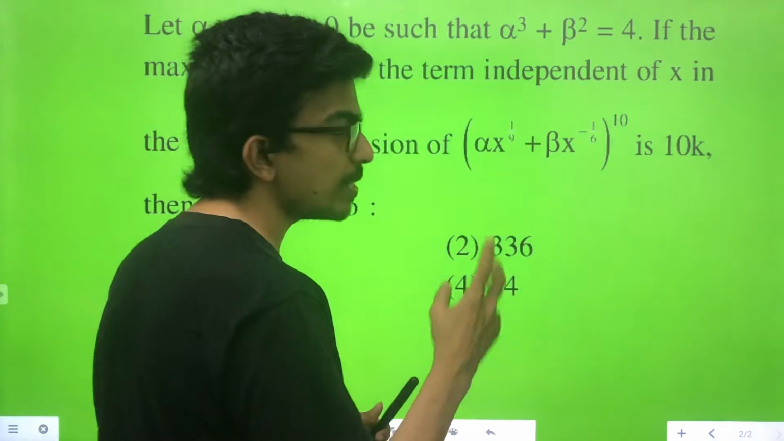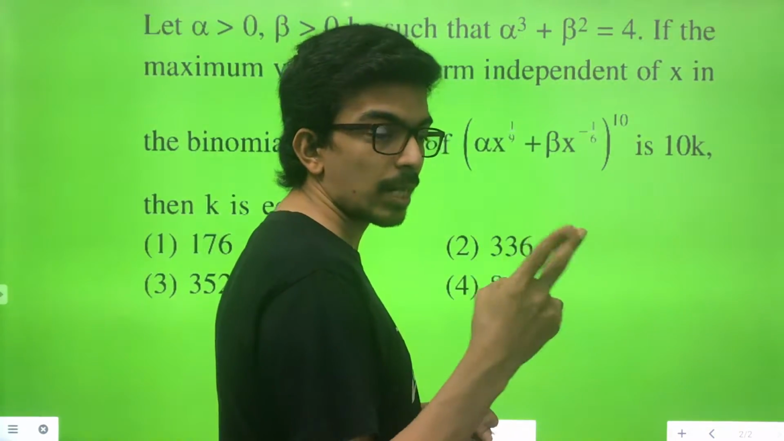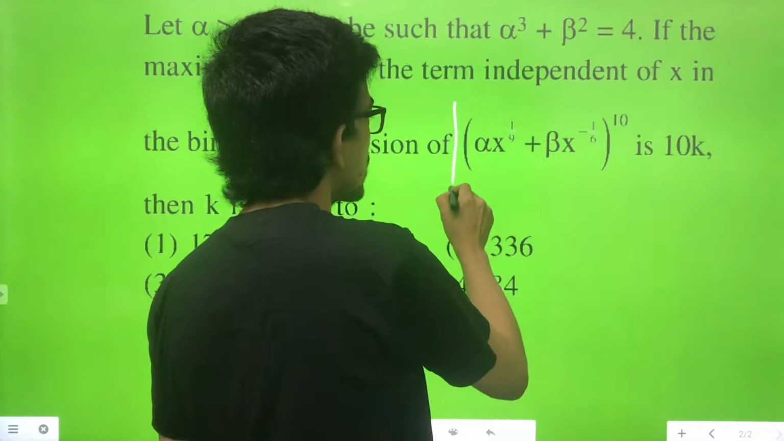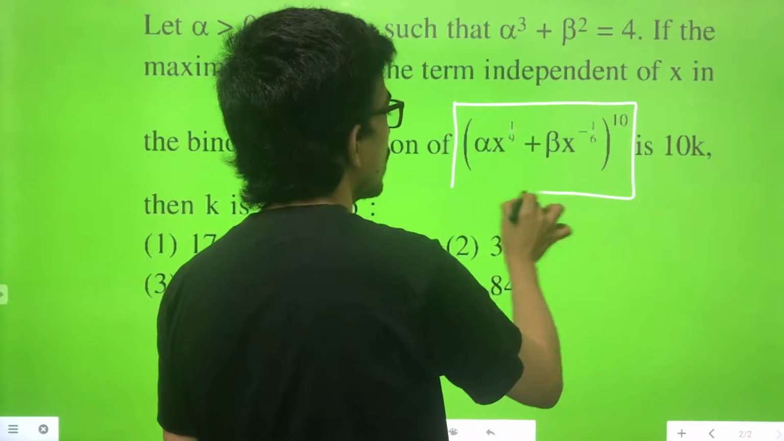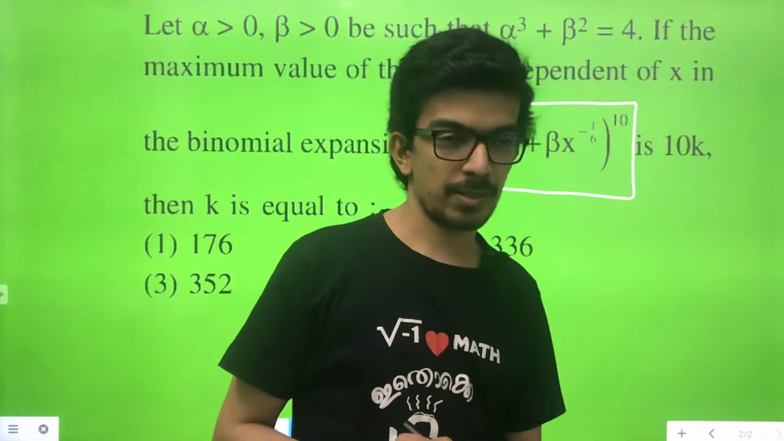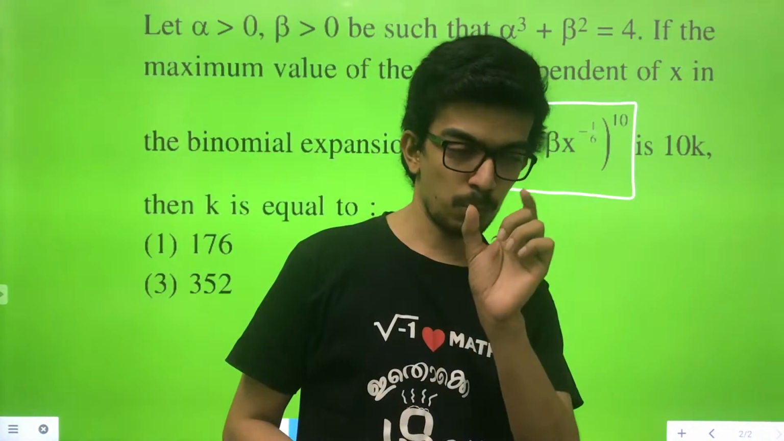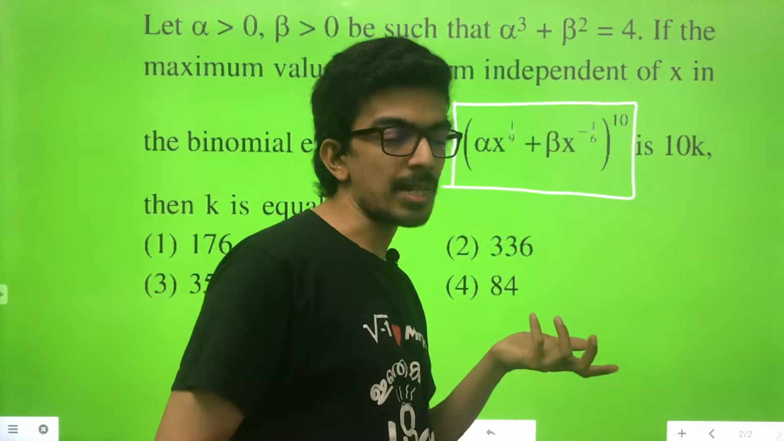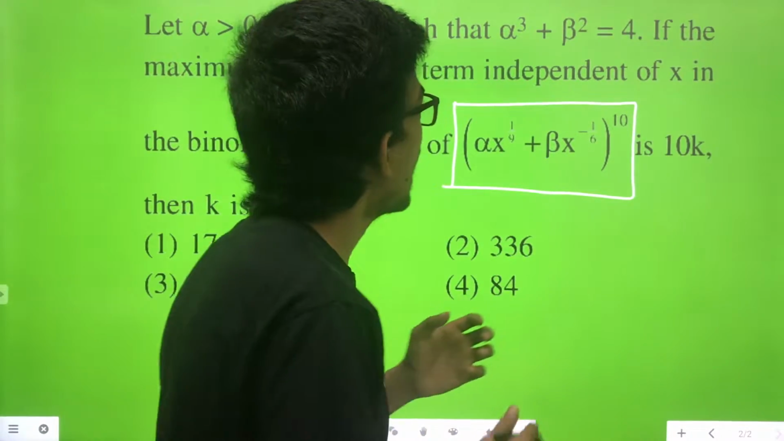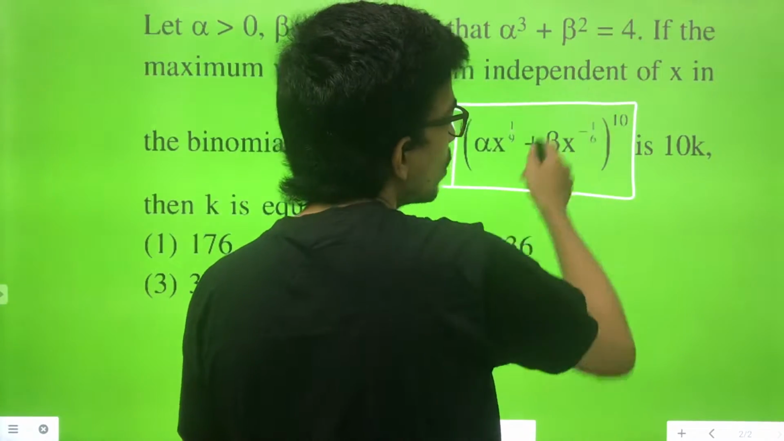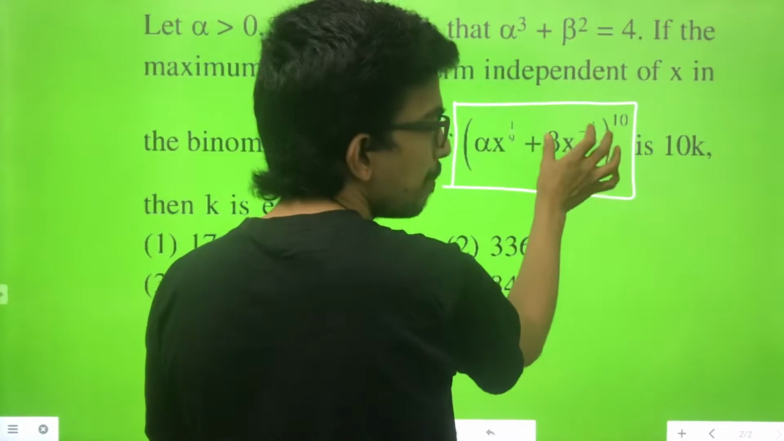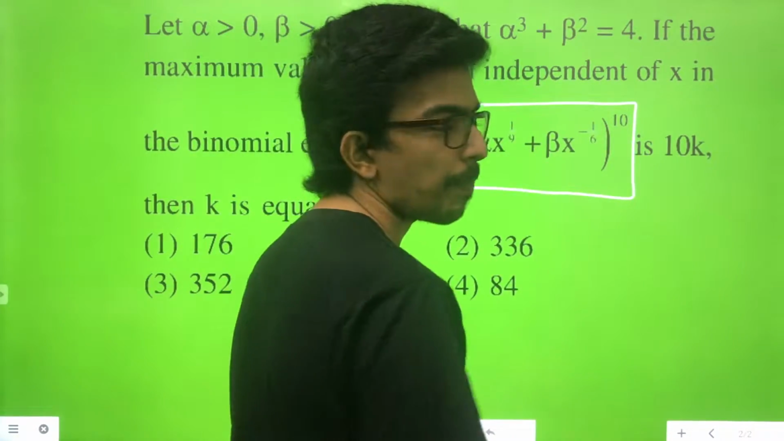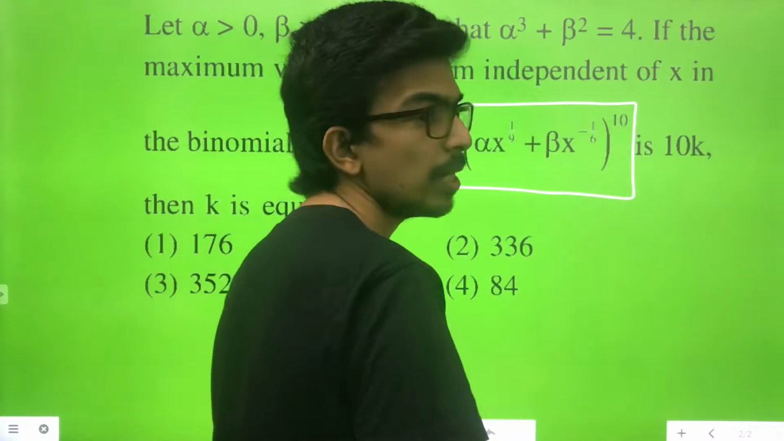So the question has two parts, right? Of course, one part, given a binomial expression, finding the term independent of x is a very common question. And of course, you're going to get the answer in terms of alpha and beta. Now it is given that alpha cube plus beta square is going to be 4. This is going to be a function of both alpha and beta. You have to find the maximum value of this expression. So that is the question.